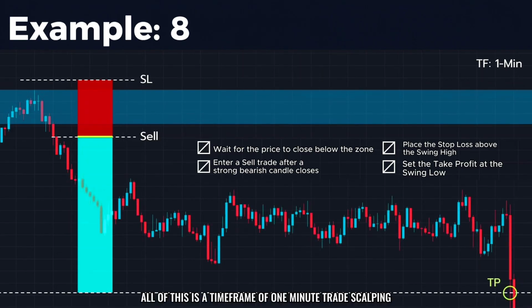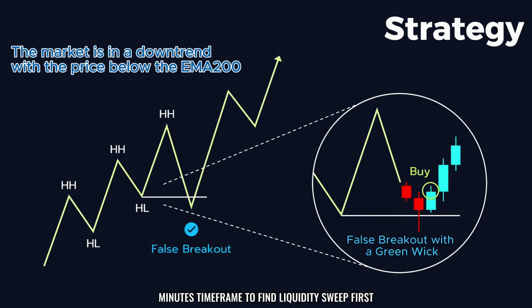All of this is 1 minute time frame scalping trades. Mainly, we use the 15 minutes time frame to find the liquidity sweep first, the point where there is a liquidity sweep or fall breakout. It will have to be a red candle in the rising market. When it falls, it will have to fall only for the candle.